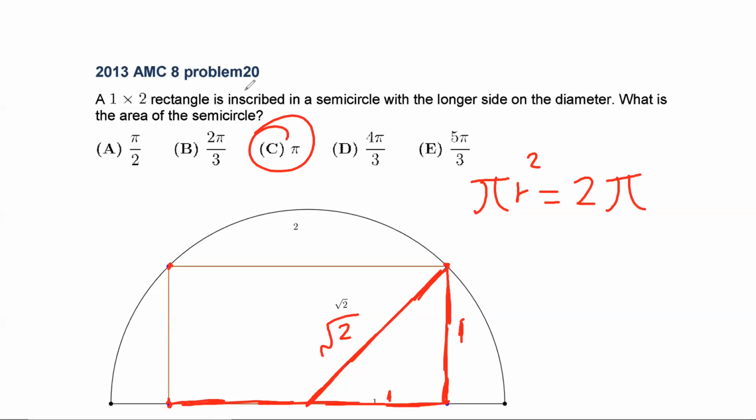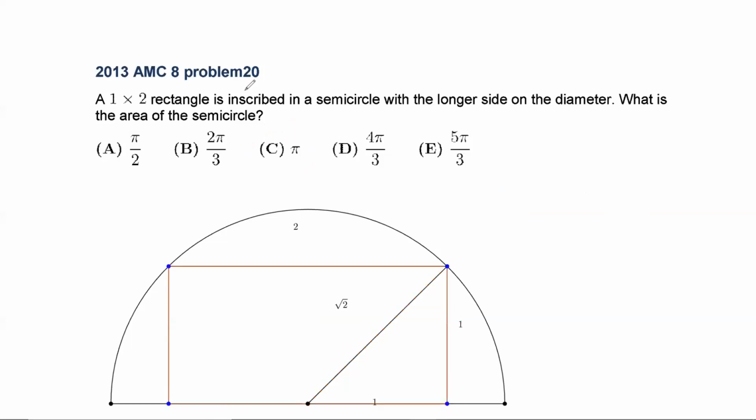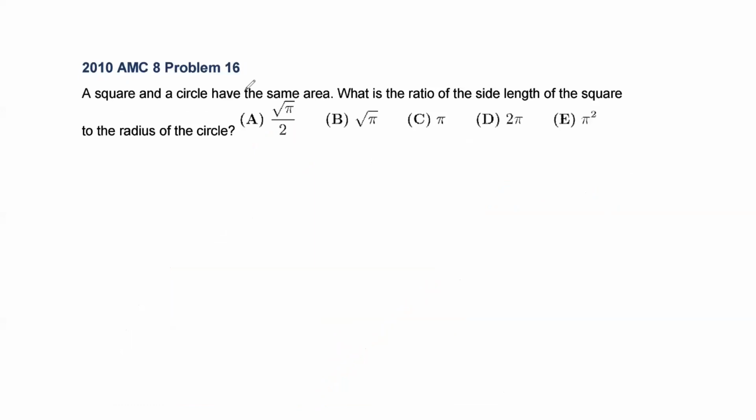Okay, so moving on. A square and a circle have the same area. What is the ratio of the side length of the square to the radius of the circle?